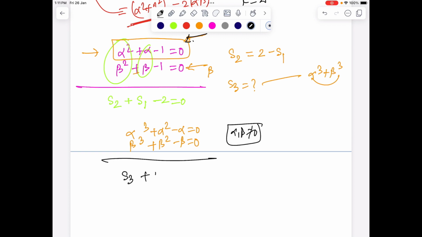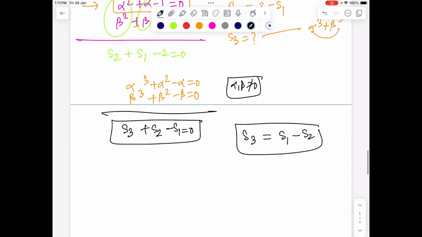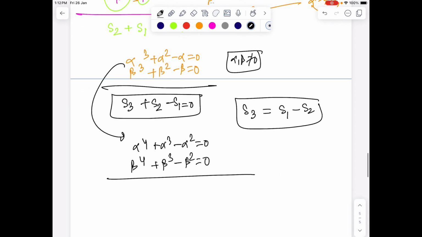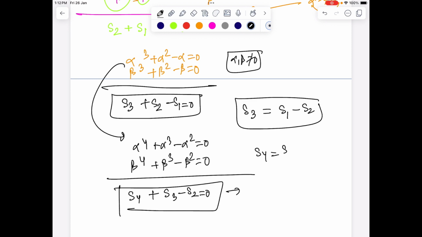Keeping in mind that neither of alpha and beta is 0, I can still add this equation. That will give S3 plus S2 minus S1 is 0. Now that's good news, because we can calculate S3 based on the previous two numbers, S1 minus S2. Similarly, if you now multiply this cubic expression with alpha again, we get alpha 4 plus alpha cube minus alpha square equals 0, and beta 4 plus beta cube minus beta square equals 0. We simply add these equations, which gives S4 plus S3 minus S2 equals 0. So there is a recursion which gives me the value of every next number based on the previous numbers.